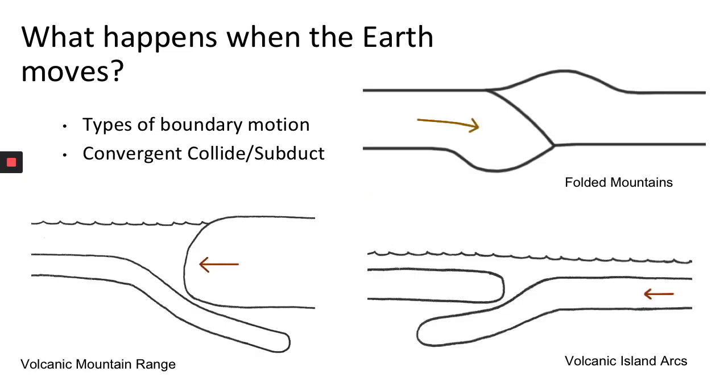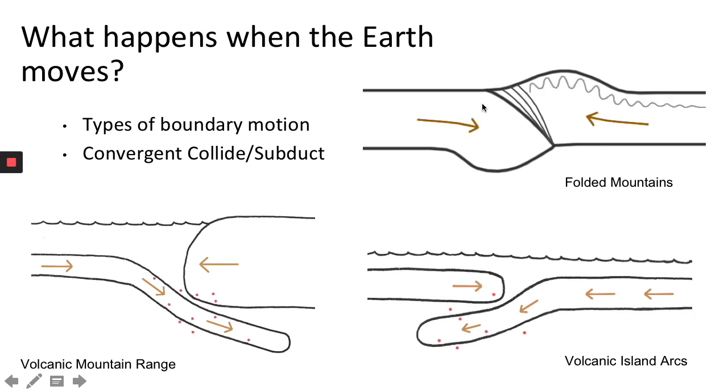When pieces of Earth's crust move toward each other, we call those convergent boundaries. And again, we have a lot going on in this picture. Let's start over here in the top right side. In the top right side, we have two pieces of continental crust that are colliding. When these two pieces of continental crust collide or move towards each other due to the convection currents underneath, basically what you're going to get are folded mountains. The Earth folds in on itself and it rises up and we get mountains.